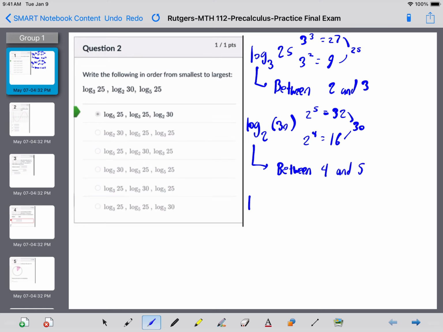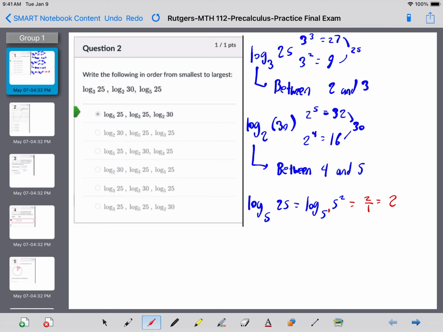And then lastly, log base 5 of 25. I can represent 25 as a base 5. So that's log base 5 of 5 squared. There's that invisible exponent of 1 on the base 5. So we do the exponent of our argument over the exponent of our base. So that's 2 divided by 1, which is 2.